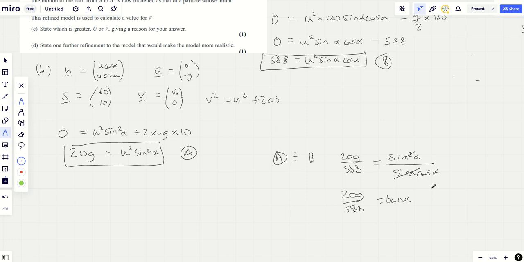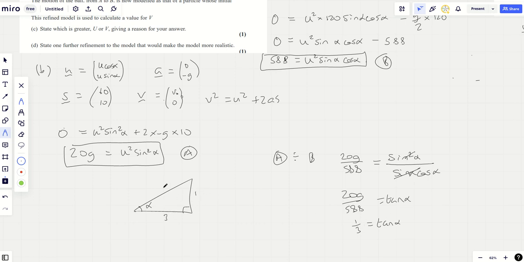Now, if you work out 20g over 588, I've got a feeling that it's a nice number. 20g divided by 588, because 588 was a multiple of g. Oh, we get a third, yeah? Now, if tan alpha equals a third, that's really good news, because I can just draw out my little triangle. I love it when I know the value of one trig angle, because I know the value of them all then.